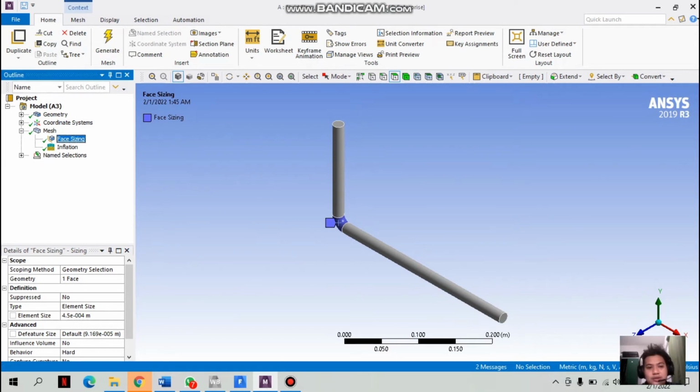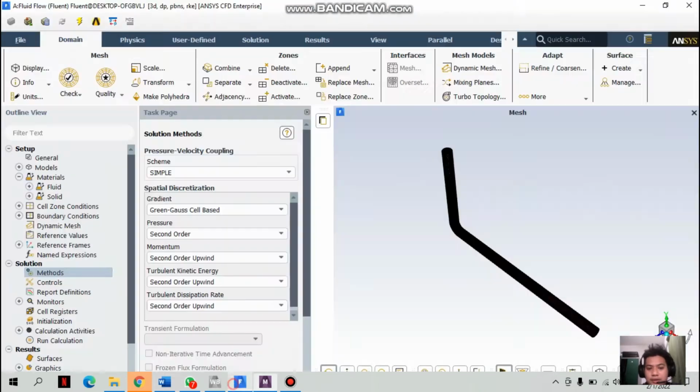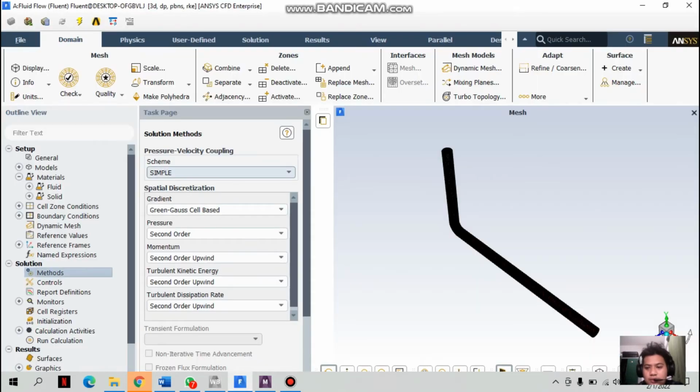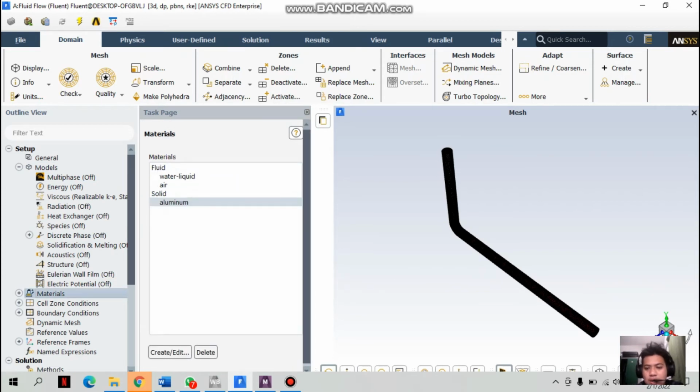For the mesh part, for the sizing that we choose, 3 faces at the boundary, this part at the corner and the outlet. Now for the set up of the simulation part, we can see the material we use is water liquid because we use water in the experiment. And for the material of this pipe we use aluminium because it does not have any rubber material.